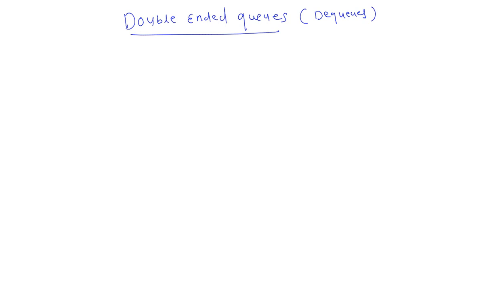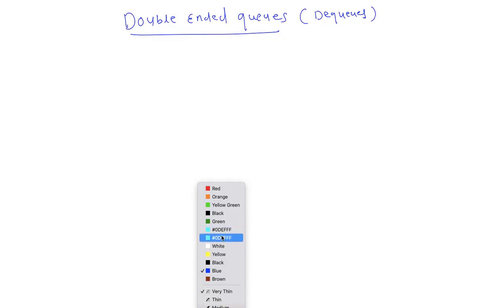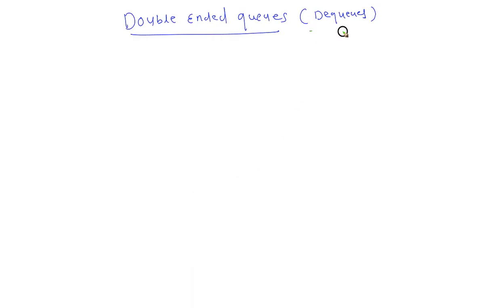Hello students, welcome back. We have been discussing queues. Now in this session we'll discuss the doubly ended queue, also called a DQ, right? So what is a doubly ended queue?